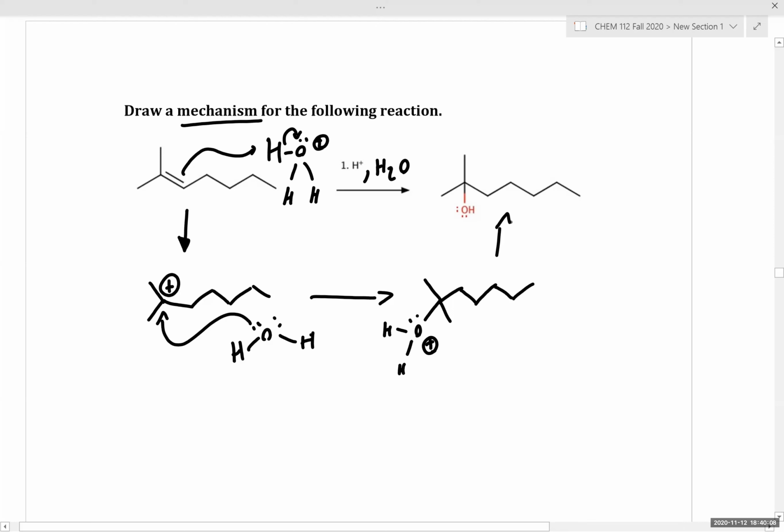Perfect. And now what's our last step? How do we get rid of that proton? What do we have sitting around that can pick up a proton?